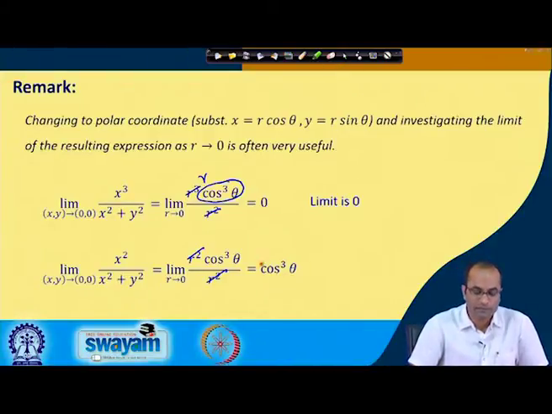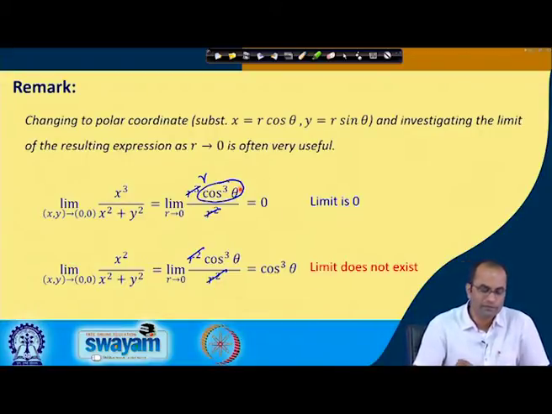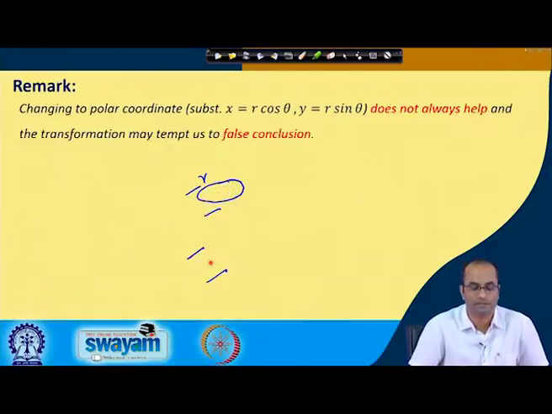So, when the limit depends on theta, that means the limit does not exist. The limit should be independent of theta. So, here for different values of theta we are getting different real numbers. So, this limit is not unique and hence it does not exist. So, we have seen other examples also that changing to polar coordinate is very useful for determining the limit as well as for determining that the limit does not exist.